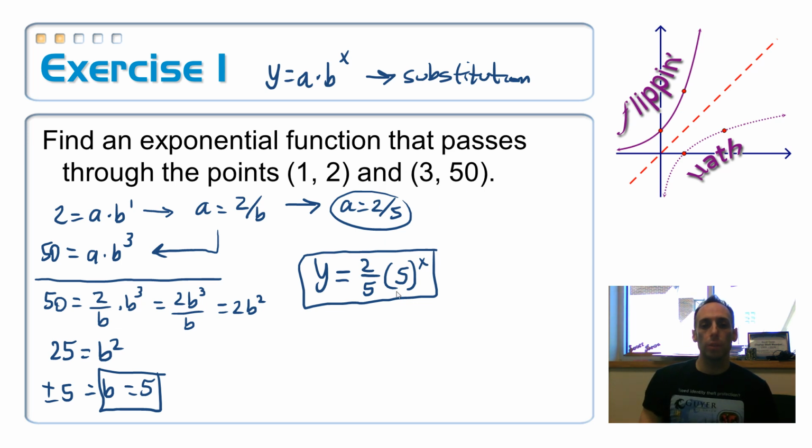How about we stick in 3? 5 to the 3rd power is 125. Times 2/5, well 5 goes into 125 25 times, 2 times that is 50, so it does check out.